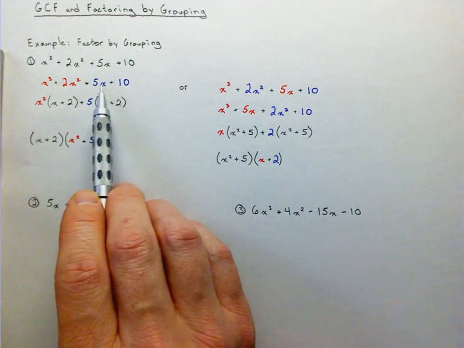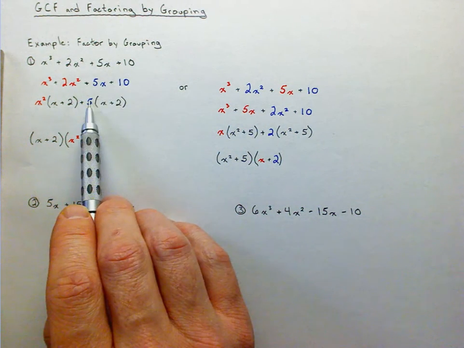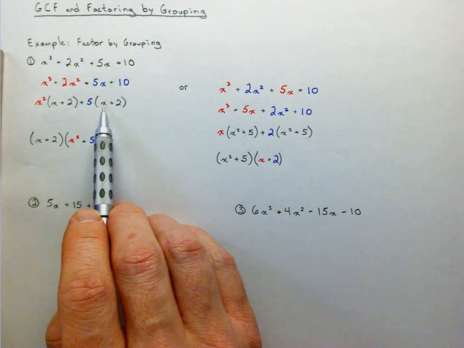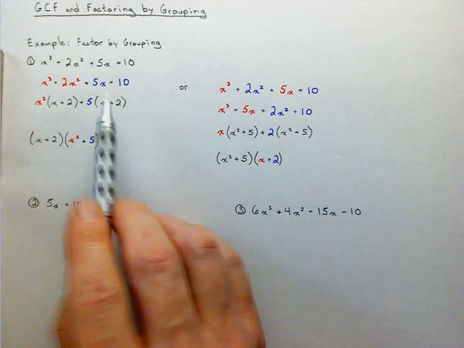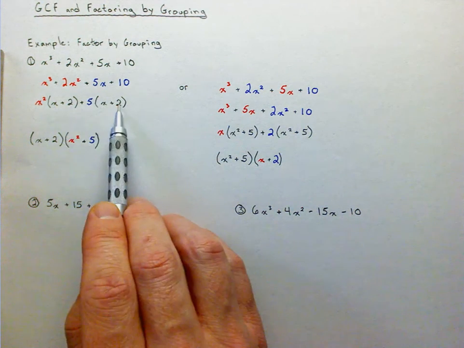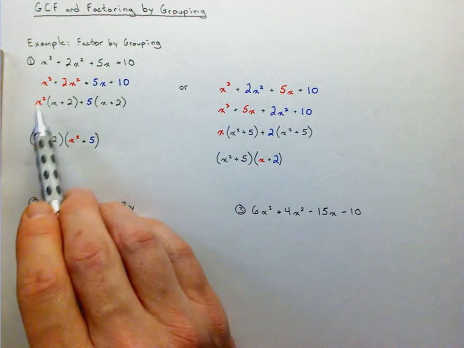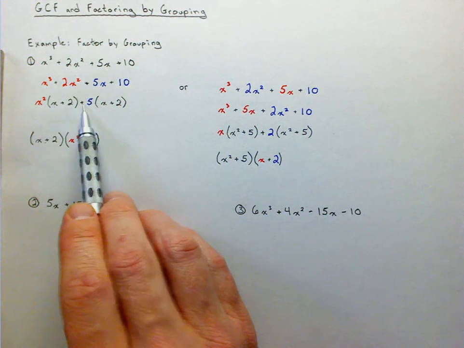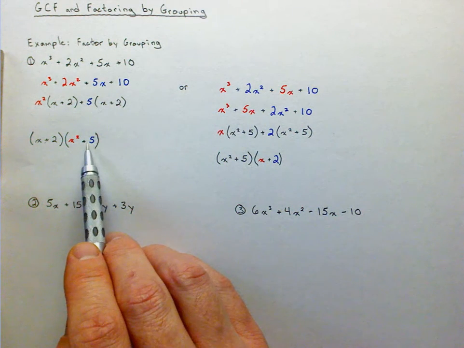With this one, I can factor out a 5. Whenever I pull out a 5 from there, I'm left with an x plus 2. So this is now a common factor, x plus 2 and x plus 2. I'm going to factor those out. So there it is, I pulled it out, and what remains is x squared and 5. That was factoring by grouping.